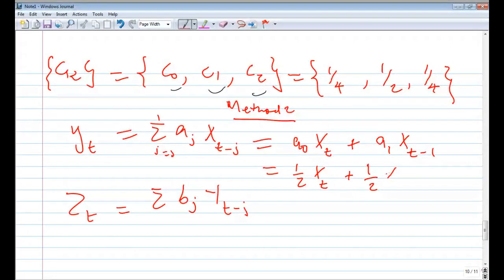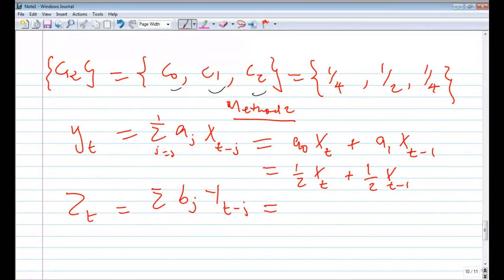It's xt minus 1. Okay, now this is what we are going to get. Yt is equal to half xt plus a half xt minus 1. You put it aside, question number 1. Then you go to question number 2, which is zt equal to summation of bj yt minus j.